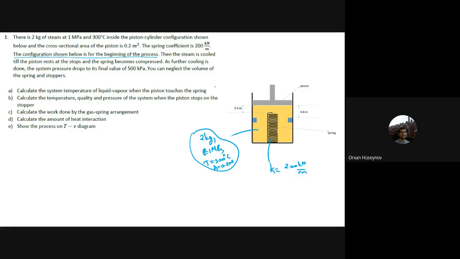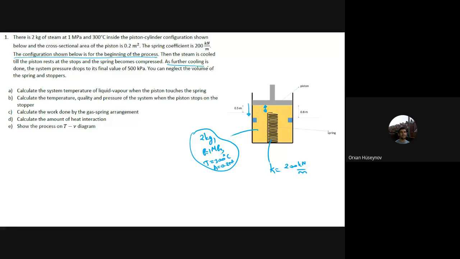And then the steam is cooled. This steam, you can see, is at a high temperature, 300 degrees Celsius. It is then cooled. As it cools, the system boundary changes, the piston moves down, and it touches the spring, and then the spring becomes compressed. But for some distance, the piston doesn't touch the spring. After 0.5 meters, it touches it.